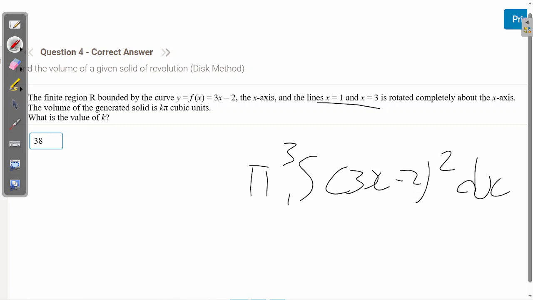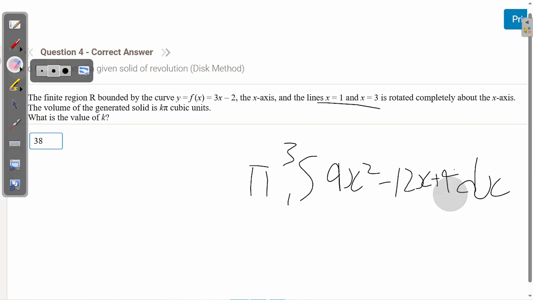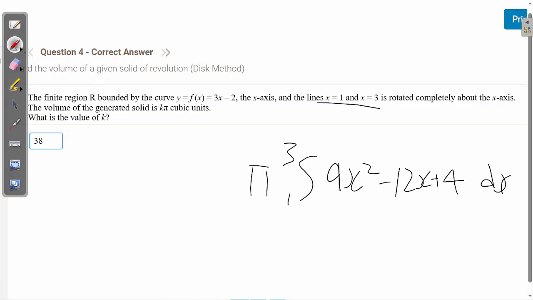You can use the substitution here, but I'm just going to expand this since it's just to the power of 2. So when you expand, it's going to be 9x squared minus 12x plus 4 dx.